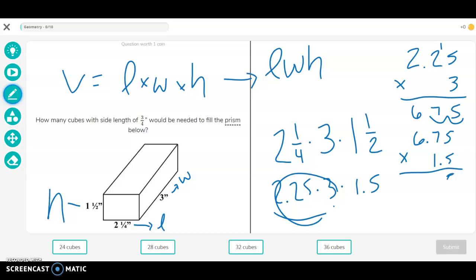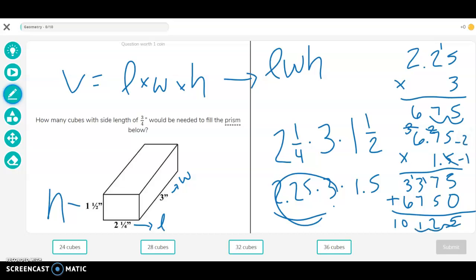5 times 5 is 25. 5 times 7 is 35 plus 2 is 37. 5 times 6 is 30 plus 3, which is 33. We're done there. Make sure you put your 0. 1 times 5 is 5. 1 times 7 is 7. 1 times 6 is 6. Add all of those numbers up. We get 5, 12, 11, 10. And then we have 2 behind the decimal, 1, so we're going to move it 3 times. So we get 10.125.